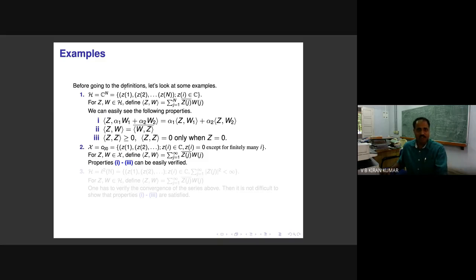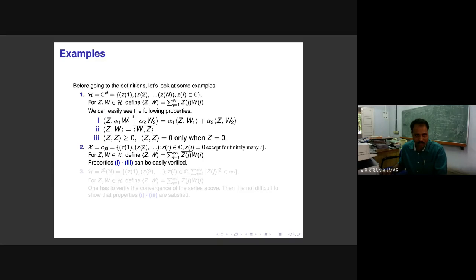So far we have been dealing with finite n-tuples. Now we deal with infinite n-tuples. So you take infinite sequences of complex numbers, but we demand that there are only finitely many non-zero entries in each vector. So that is C00. That means it's all infinite sequences such that Zi equals 0 except for finitely many i. So there will be only finitely many non-zero terms in this sequence.